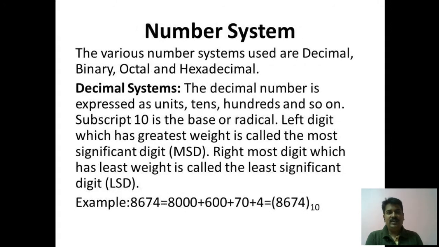Now we move on to the number systems. We have different kinds of number systems. As I mentioned, there are decimal numbers, binary numbers, octal numbers, and hexadecimal numbers. These are the four different kinds of number systems we know. We will learn them one by one.